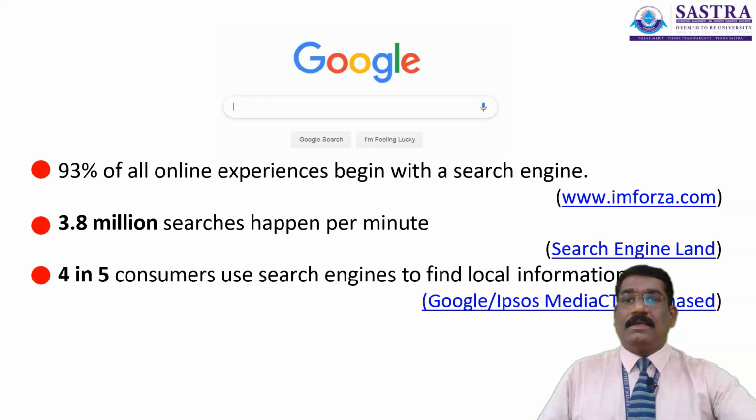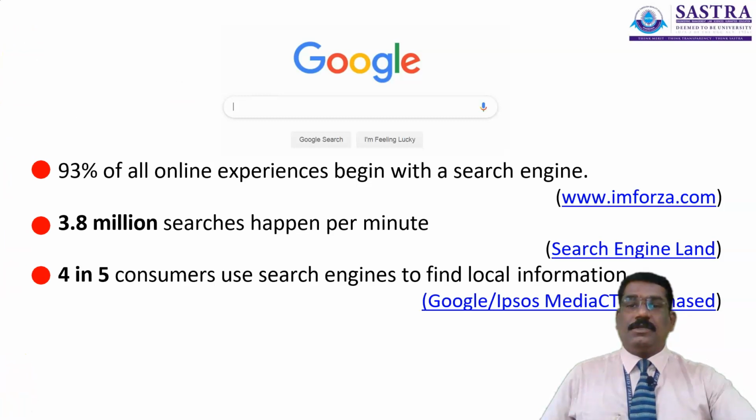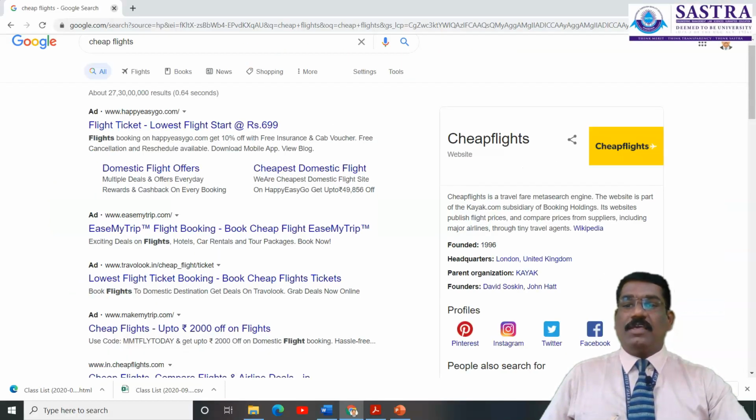That is, 93% of all online experiences begin with a search engine. 3.8 million searches happen per minute, and 4 in 5 consumers use search engines to find local information. So these are the statistics. Looking at these statistics, it means every business will prefer to be included in the Google results and, more precisely, to be on the first page. You can see that.